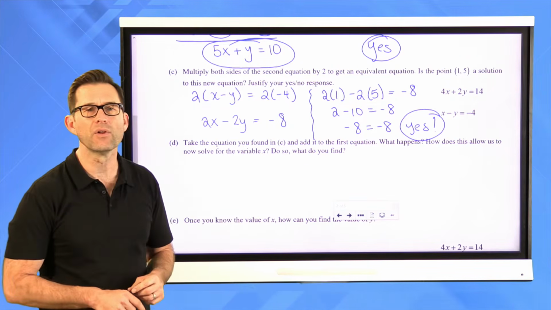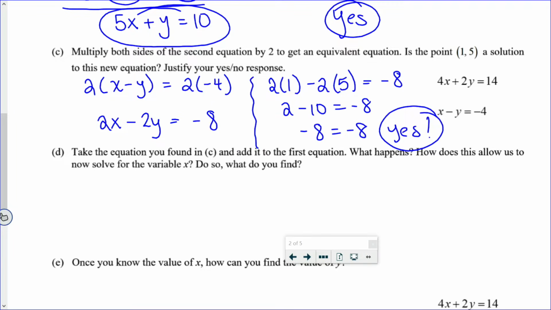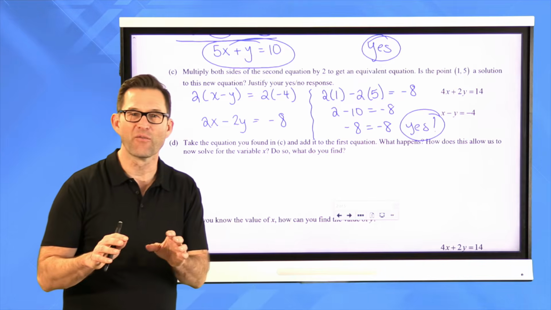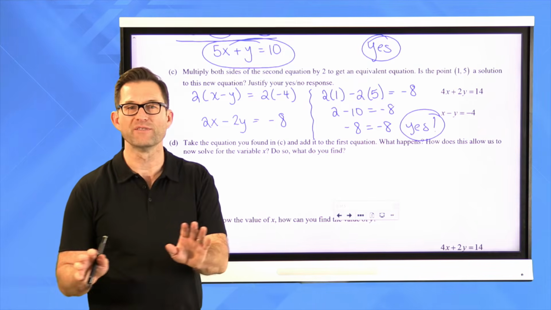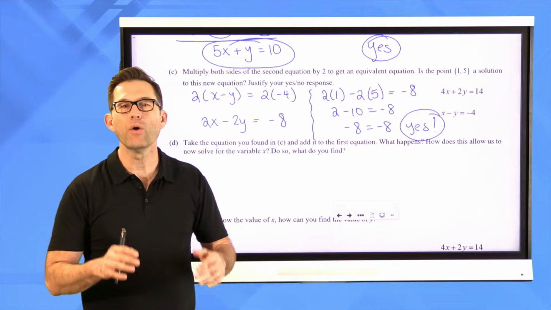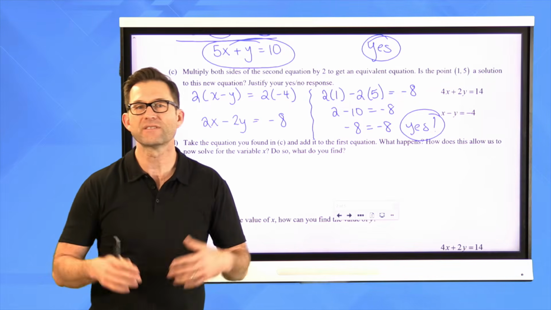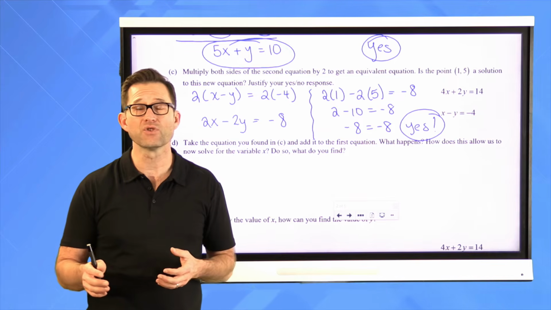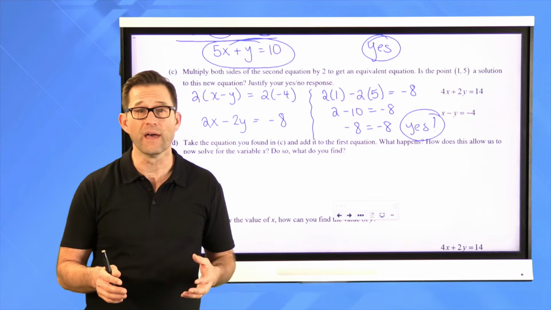Now let's take a look at letter D. Take the equation you found in C and add it to the first equation. What happens? How does this allow us to now solve for the variable x? Do so, what do you find? All right, so again, let's make sure you understand where we're headed before we start traveling there. Right now we know if we add two equations together, we still get the same solution. Or if we multiply both sides of the equations by the same number, we still get the same solution.